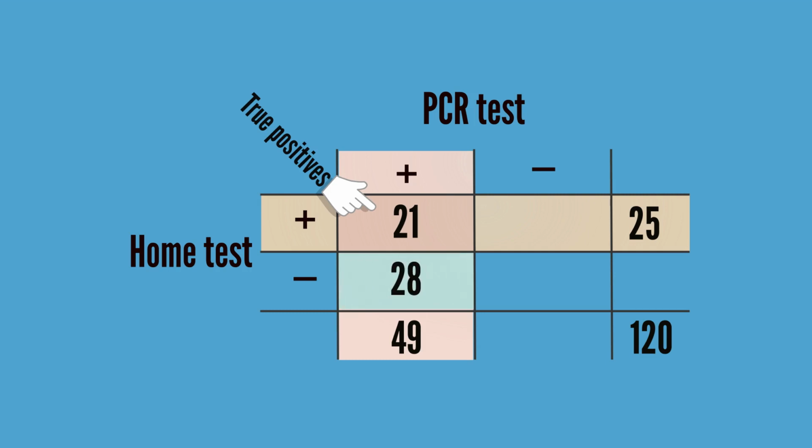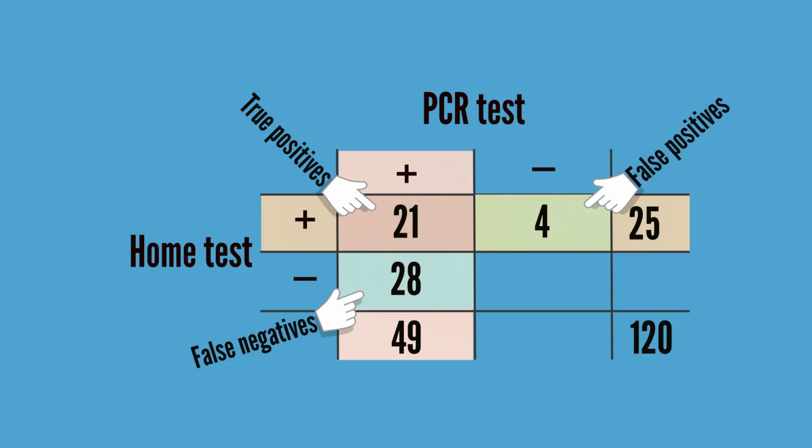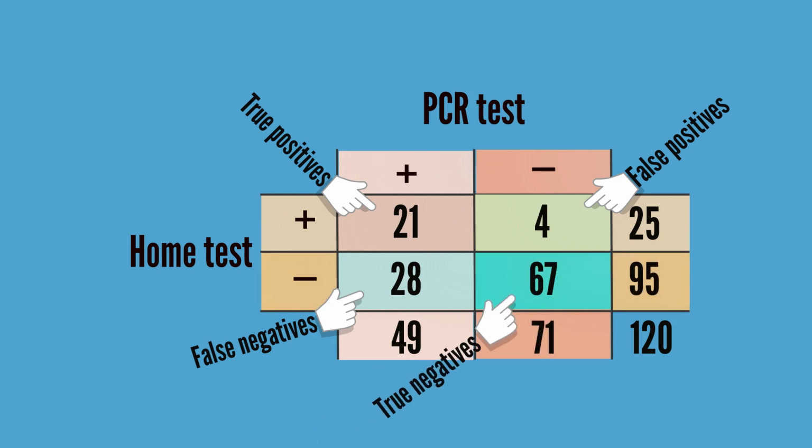Here, 28 people who had a negative home test but tested positive with PCR are false negatives. We can also see that 4 people were falsely diagnosed as positive by home test; they are false positives. By adding the rest of the values in the table, we can see 67 people were diagnosed as negative by both tests. These are true negatives.